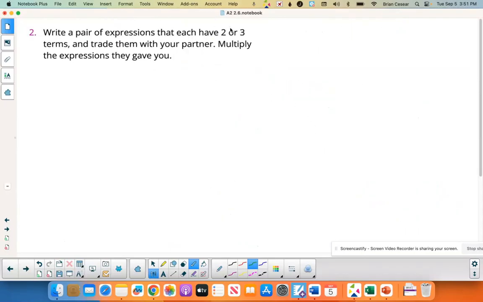All right, write a pair of expressions that have 2 or 3 terms and trade them with your partner, multiply the expressions they gave you. So write a pair of expressions that have 2 or 3 terms. Okay, so a pair of expressions that have 2 or 3 terms. So 2x cubed plus 2x plus 1. There's mine. And then here's another one. 4x squared minus 1.